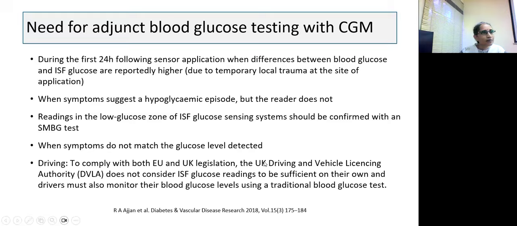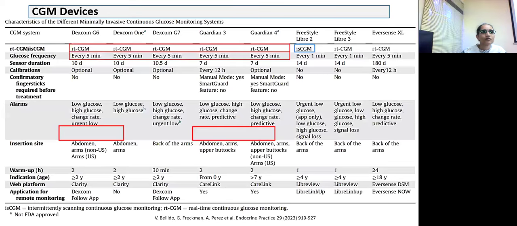Also, when the patient has hypoglycemic symptoms but your CGM is not yet showing it, because there is a sensor lag time of 10 minutes. So the patient may be hypoglycemic, but the sensor is still showing 80, 85. If you measure after 10 minutes, it may be going below 70. So in such situations also, you need to do finger prick glucose values. And when the symptoms do not match the glucose level detected, you also have to check with finger prick glucose. In certain countries, the regulations still require finger prick glucose measurements before driving, and such regulations would have to be followed.